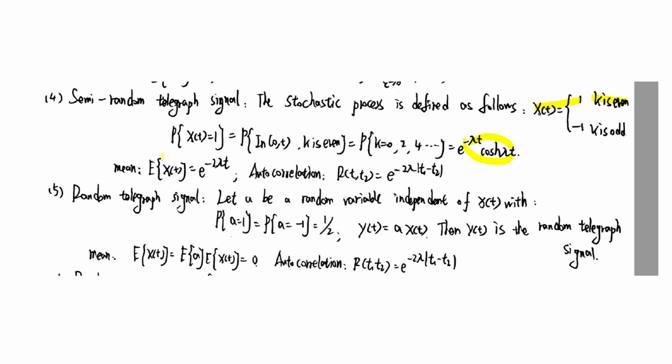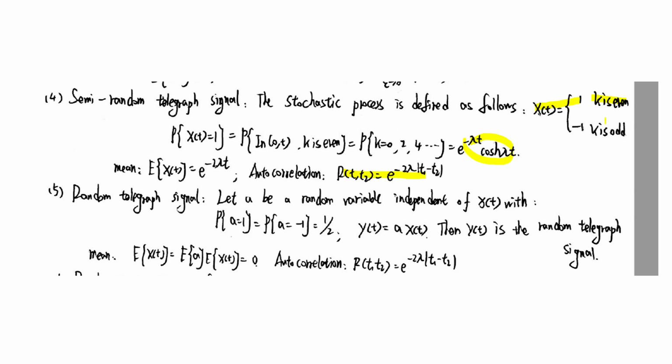The mean of this process is equal to e to the minus 2 lambda t, and the autocorrelation of this process looks like this. The fifth one is the random telegraph signal process, which is different from the semi-random telegraph signal. In the semi-random telegraph signal, X0 is a fixed number. We know that Xt equals 1 when k is even, and 0 is even, so X0 is 1, it's fixed. But the random telegraph signal process depends on a random variable we define as A, which means X0 is not a fixed one.